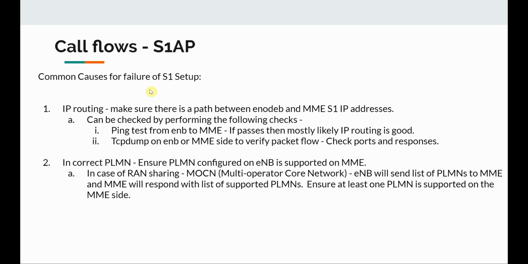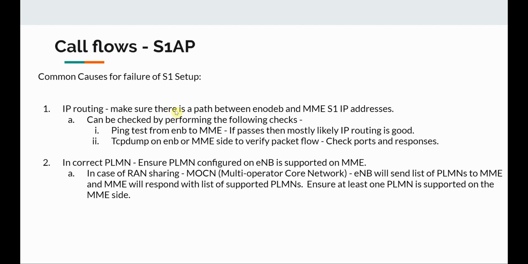So common causes for failure of S1 setup, we have IP routing. Make sure that there is a path between the eNodeB and the MME S1 IP addresses. This can be checked by performing the following checks. You can do a ping test from the eNodeB to the MME and also in the opposite direction. If this passes, then most likely your IP routing is good to go. You can take a TCP dump on the eNodeB or the MME side to verify the packet flow. Make sure your ports and your responses are all as per expectation and as per design.